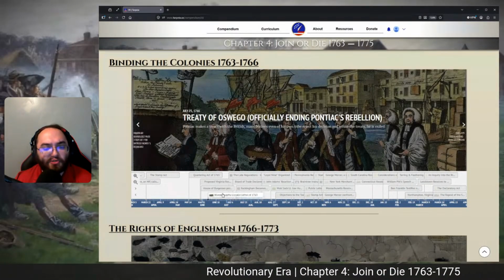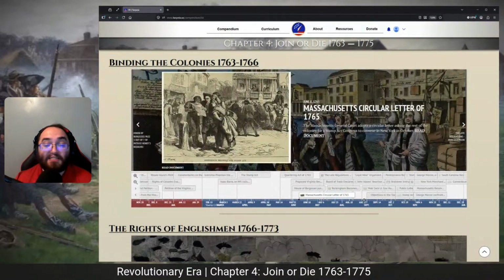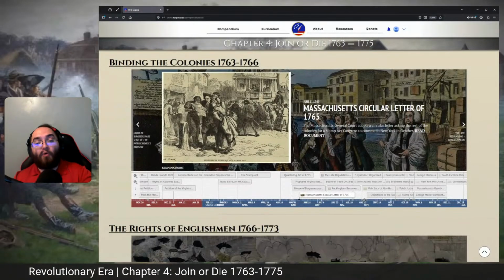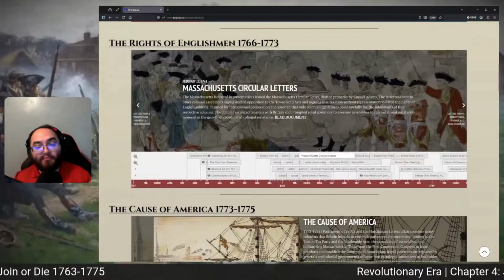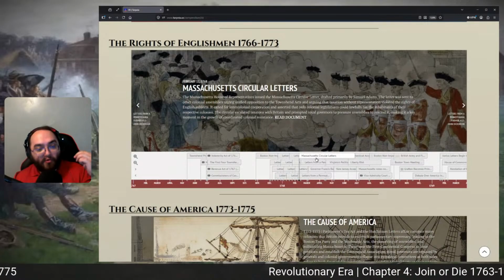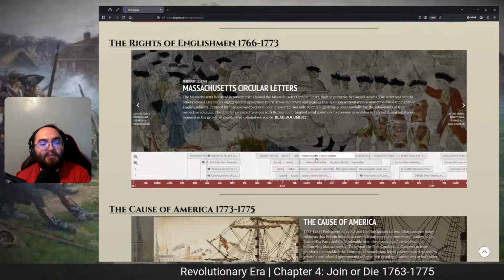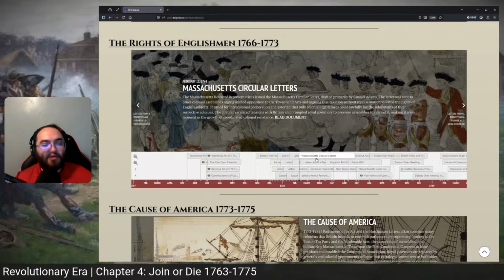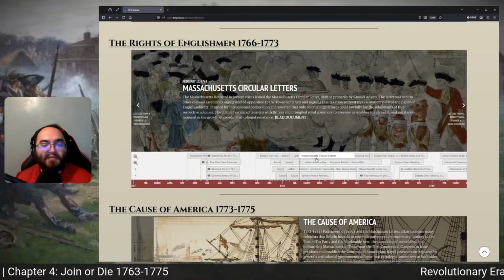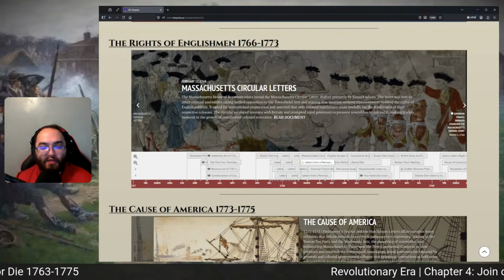Yeah, the Massachusetts Circular Letter of 1765 called for the Stamp Act Congress, and now you have a very similar event where the same colony, Massachusetts, is calling for a renewed Congress, this time to protest the Townshend Acts.